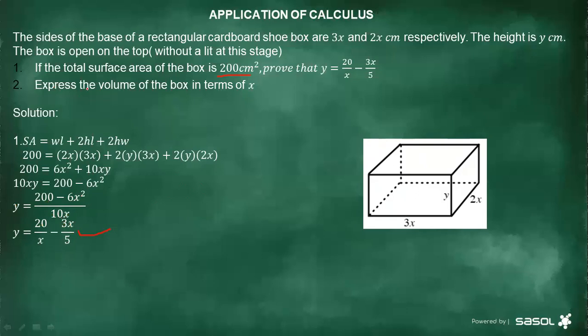And then express the volume of the box in terms of x. In terms of x, let's write the volume. Then from there you substitute the values. But now remember, for h, we are going to be substituting with this one, because y represents the height, all right? In place of height, you just substitute 20 over x minus 3x over 5. Then from there, you multiply the brackets, and that's going to be the volume, which is 120x minus 18x cubed over 5x.